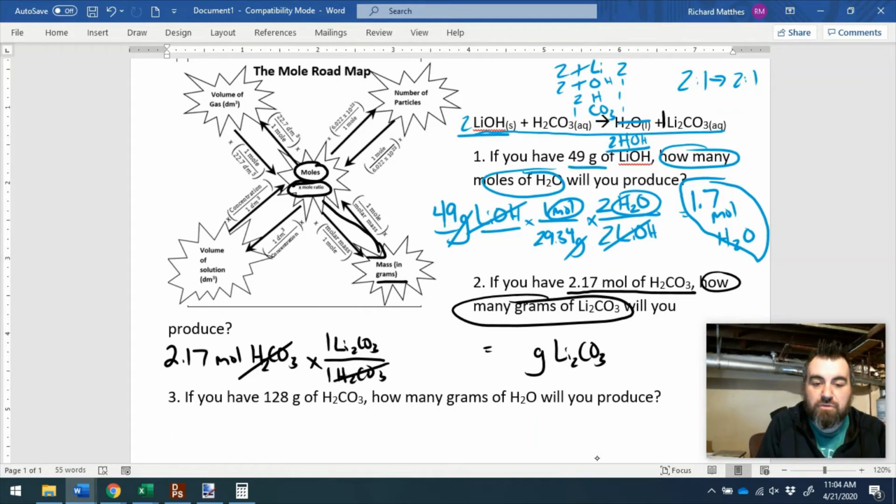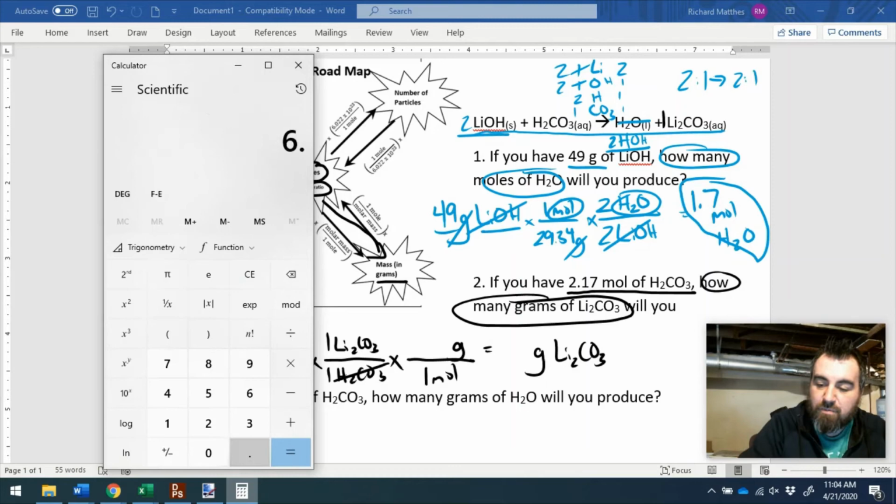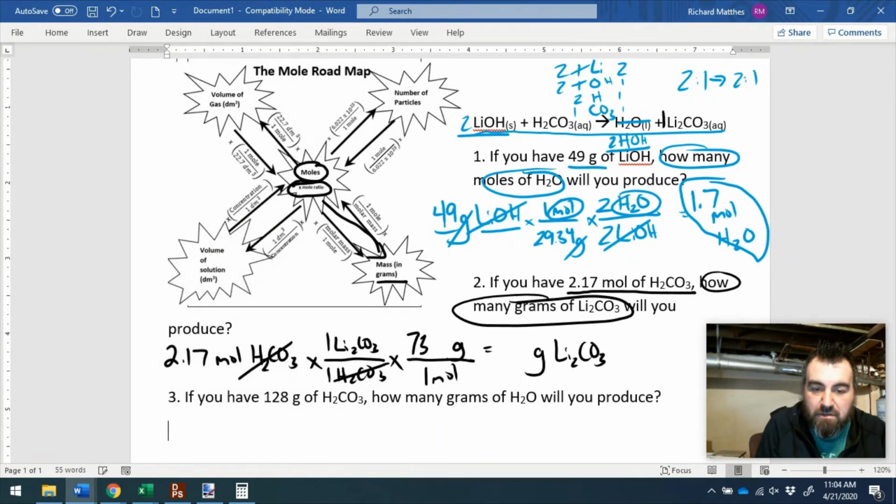So I'm going to do a little step here where I figure out the molar mass, because I want to know the molar mass over 1 mole. So I put grams over 1 mole, and I need to find the molar mass of Li2CO3. Well, lithium is 6.94, and there are 2 of them, plus carbon is 12.01, plus oxygen is 16 times 3. So my molar mass is 73.89 grams. All right, there's my molar mass, and that cancels out my moles.